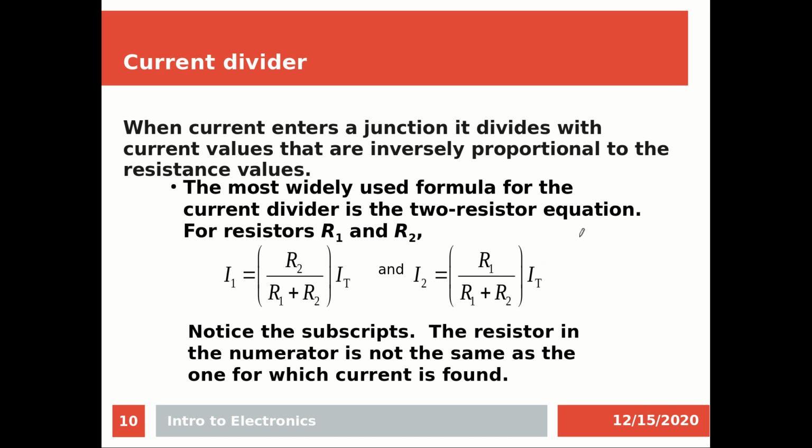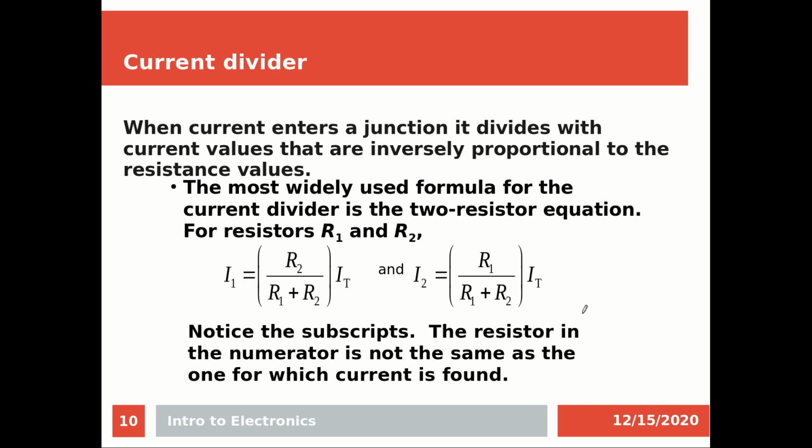Okay, now the current divider. When the current enters a junction, it divides the current inversely proportional to the resistance values. What does that mean? That means, as in Kirchhoff's current law, the current that enters one node is divided. There are 3 branches, and in each branch there is a different value for the resistance. There will be a different value for the current, and you can calculate it.